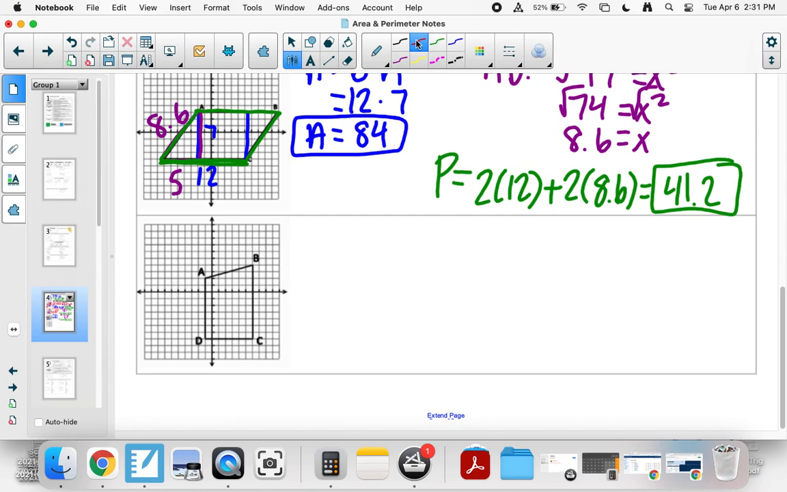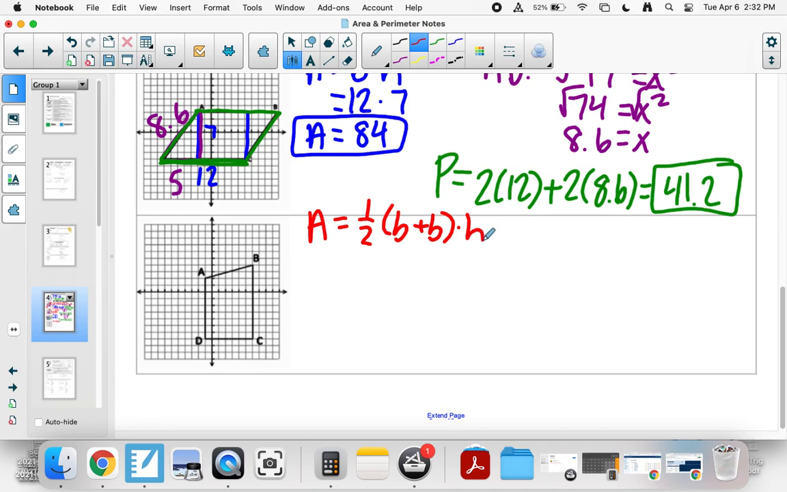Okay. Last shape, what kind of shape do I have? Trapezoid, which is different than a parallelogram. What is my area formula for a trapezoid? Base times height. Well, same thing as a triangle? No. Half times base 1 plus base 2 times height.